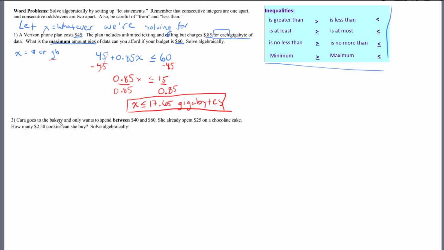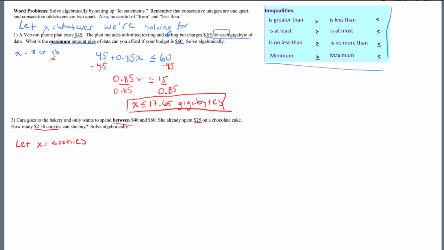So we have Kara. She's going to the bakery. She only wants to spend between 40 and $60. She already spent $25 on a chocolate cake. So she already spent that much. How many $2.50 cookies can she buy? So how many? That's how much we're solving for. So we know that x is going to be however many cookies we can buy.